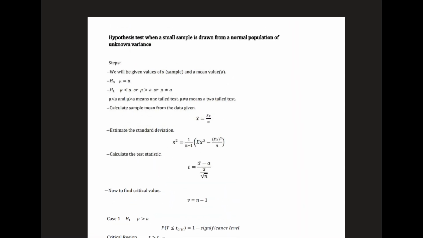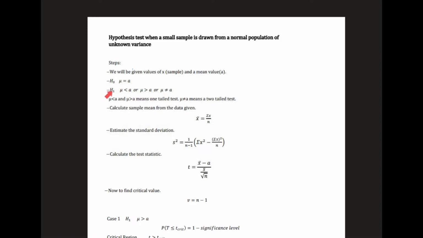Hypothesis test when a small sample is drawn from a normal population of unknown variance. Again, it is a t distribution because of the small sample and unknown variance. So you see the steps. We will be given values of x, which is the sample, and the mean value, which is a. So we set up the null hypothesis, mu equal to a.